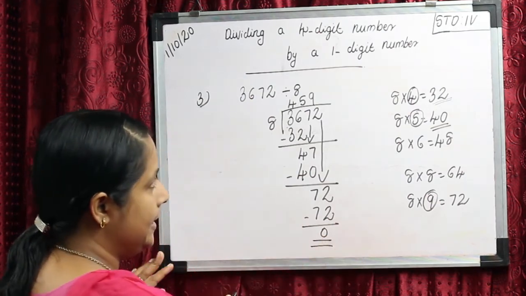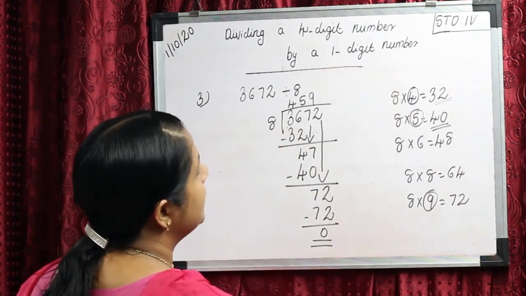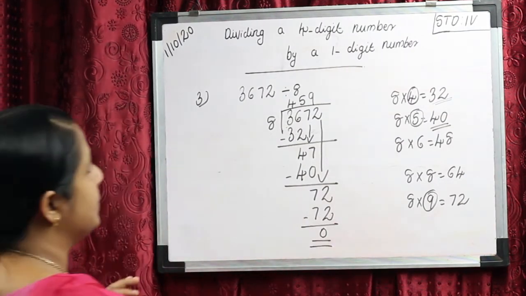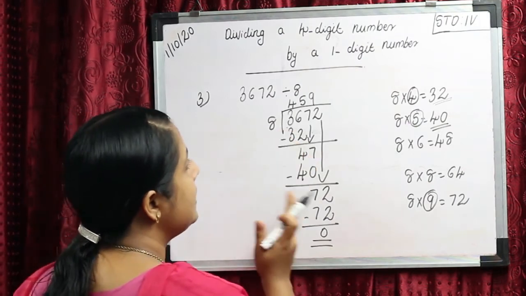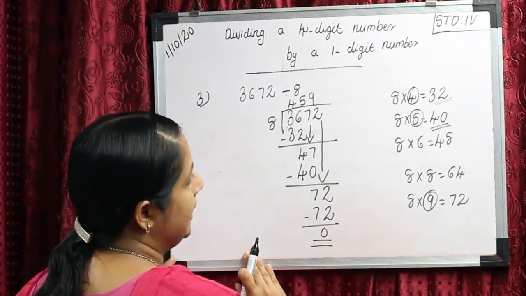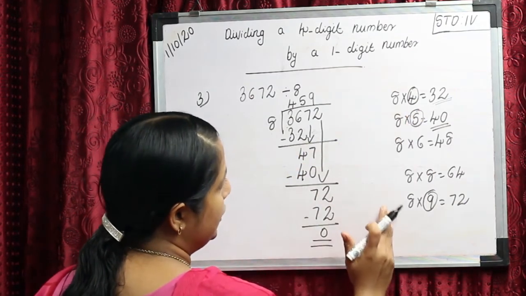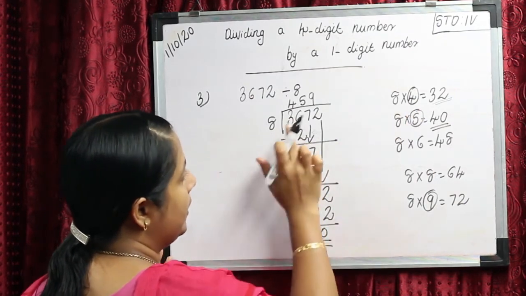Okay. Once again I explain the problem. Consider the number 3672. We are taking the first number here, 3. Then 3 is less than 8. So we are selecting 36 together. Then in 8's table, 8 4s are 32, 8 5s are 40. So we want the number 36.